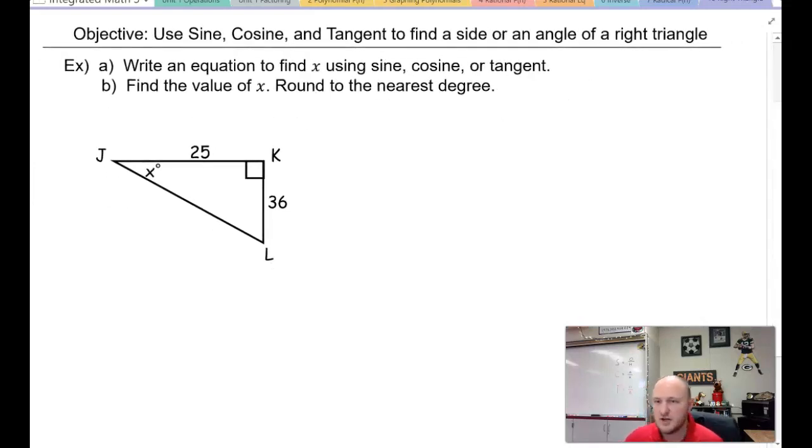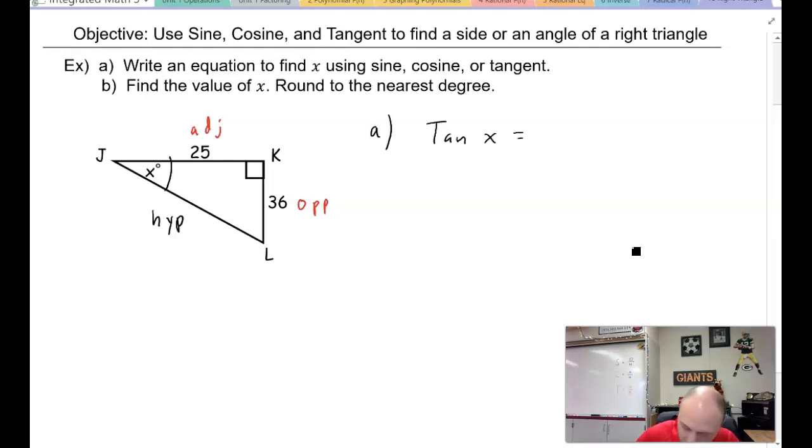All right, write an equation to find x using sine, cosine, or tangent. So A, I am given this angle. I have given information on the opposite and adjacent sides. Nothing involving the hypotenuse, no information, and I'm not trying to find it. So I'm not going to use any function involving the hypotenuse. So this is going to be opposite over adjacent, that's tangent. So tangent of x is equal to opposite, that's 36 over 25.